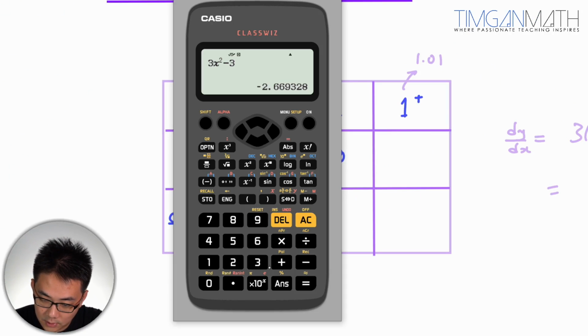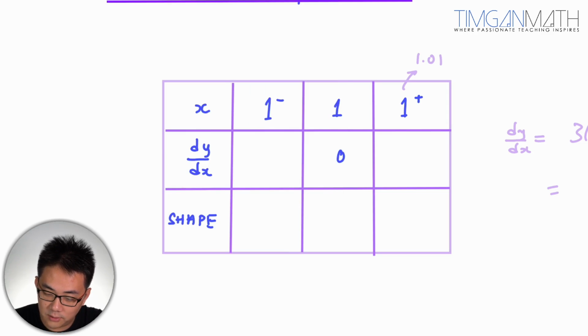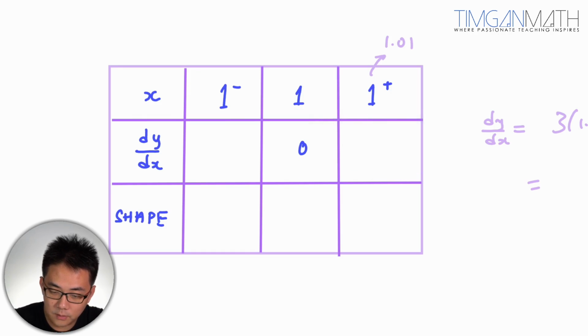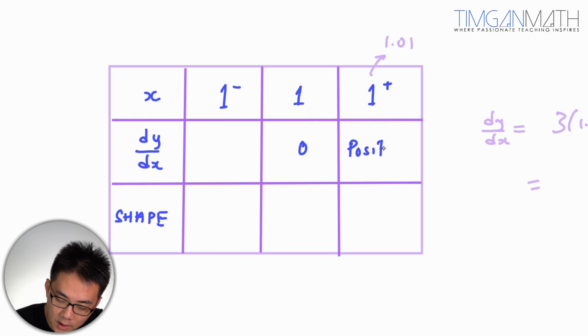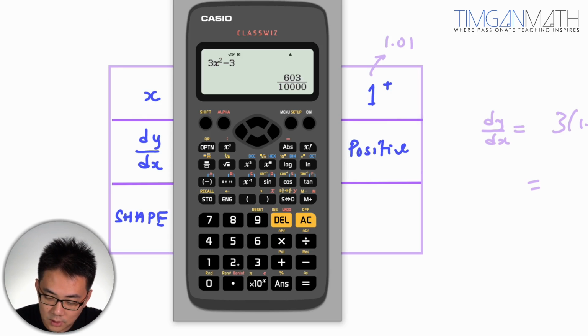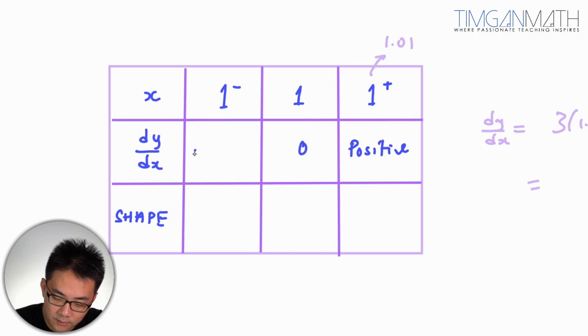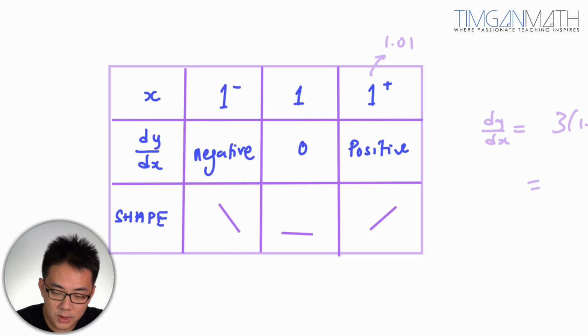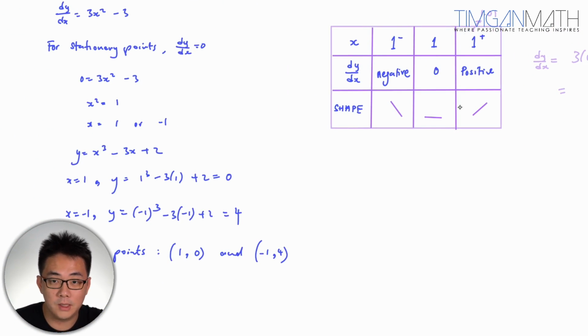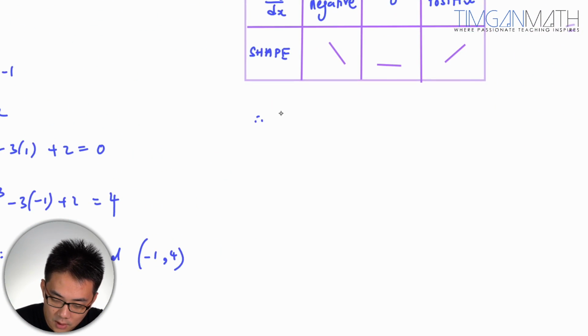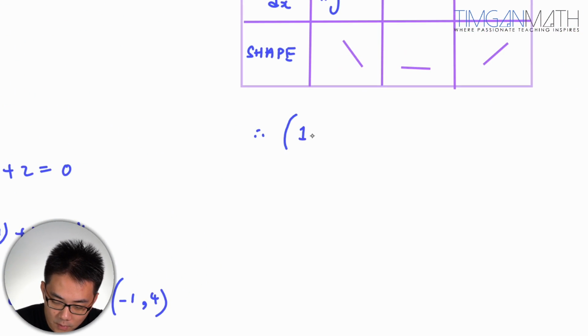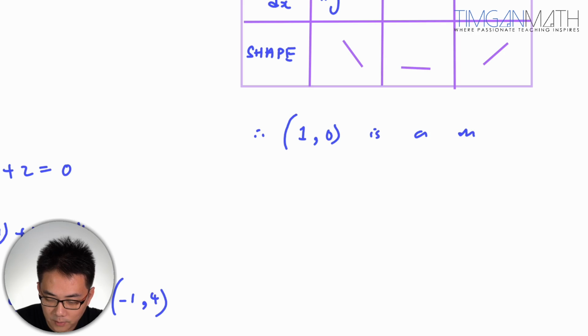So I'm going to substitute 1.01 and store it in x. Then after which we just go up and press enter, and this will be positive. Then for x less than 1, we just put 0.99, store it in x and enter, and this will be negative. So negative, 0, and positive. So this is a minimum point. This shape is minimum, so hence (1, 0) is a minimum point.